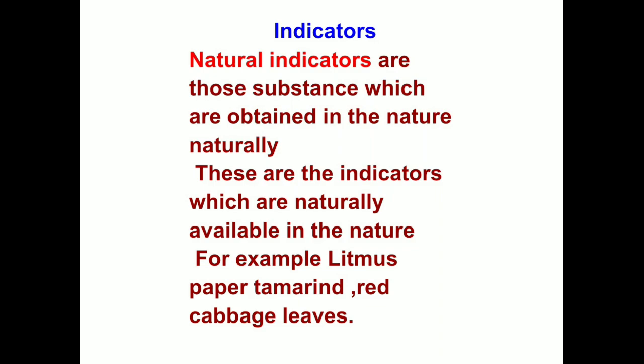Okay. We have three types of indicators. The first one is natural indicators. Natural indicators are those substances which are obtained naturally from nature. These are the indicators which are naturally available in nature.